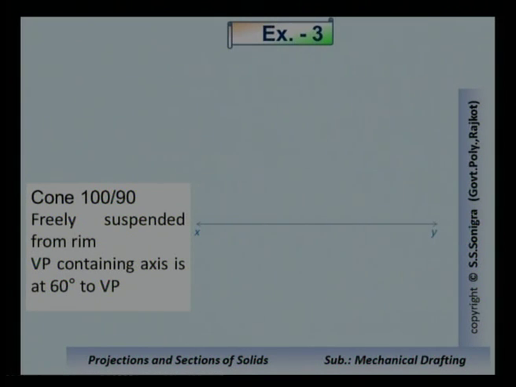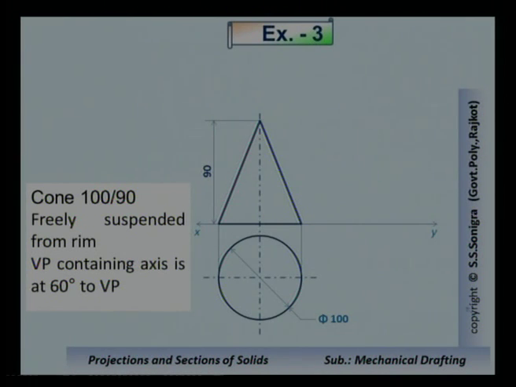First of all, draw XY line that represents intersection of HP and VP. Draw circle below XY line having diameter 100 mm. Insert the dimension 100. Draw axis, horizontal axis and vertical axis of this cone, and from these endpoints draw projection lines, and at a height of 90 mm from XY line mark a point on its axis and draw a triangle like this. So this triangle represents the front view of this cone.